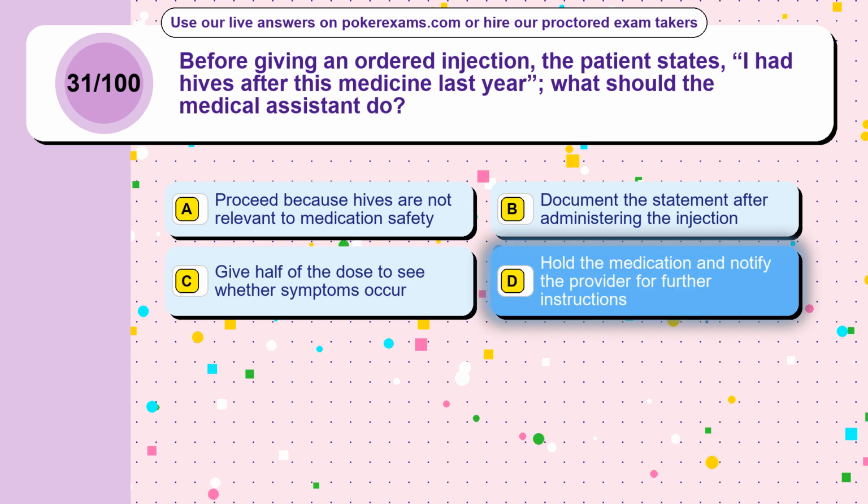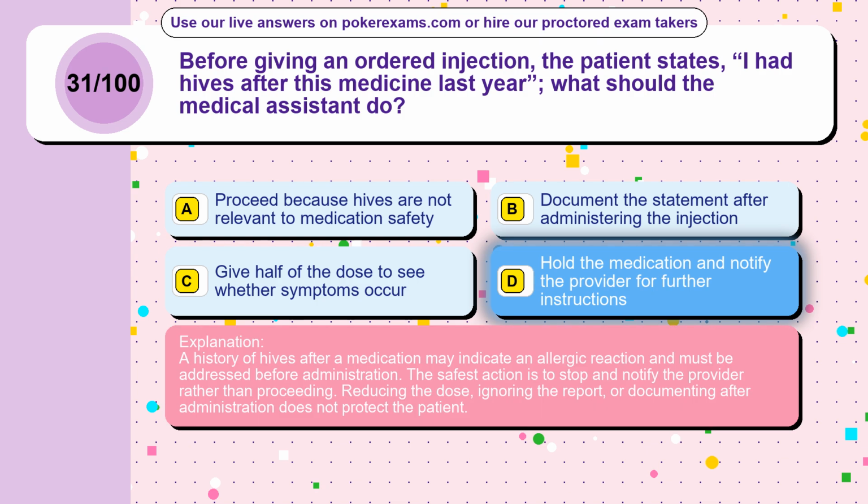The correct answer is option D. Hold the medication and notify the provider for further instructions. A history of hives after a medication may indicate an allergic reaction and must be addressed before administration. The safest action is to stop and notify the provider rather than proceeding. Reducing the dose, ignoring the report, or documenting after administration does not protect the patient.